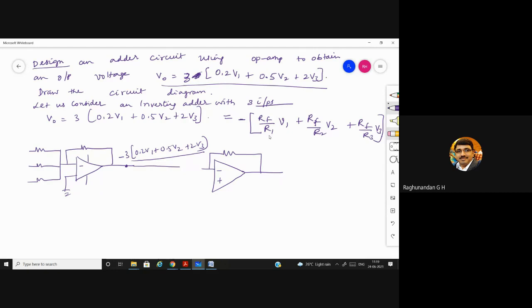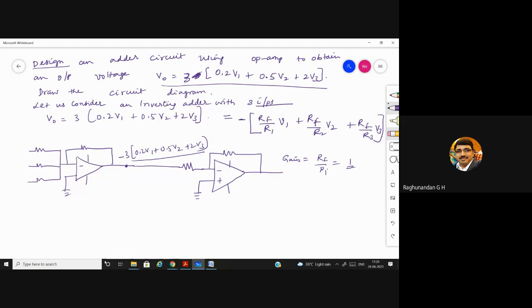I want to make this a unity gain inverting amplifier. What should I do? RF should be equal to RI. Very good. RF should be equal to RI. These two should be equal because the gain of an inverting amplifier is given by RF by RI. If these two are equal, then the gain will be equal to 1.